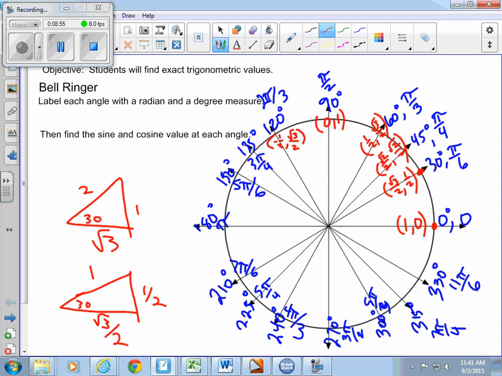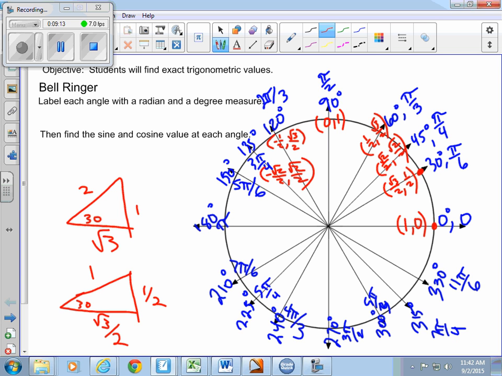That's where the unit circle is powerful. I can memorize one set of points and I can use those to find any others on the circle. So, what would the 45 be in the second quadrant? Negative square root of 2 divided by 2, square root of 2 divided by 2.